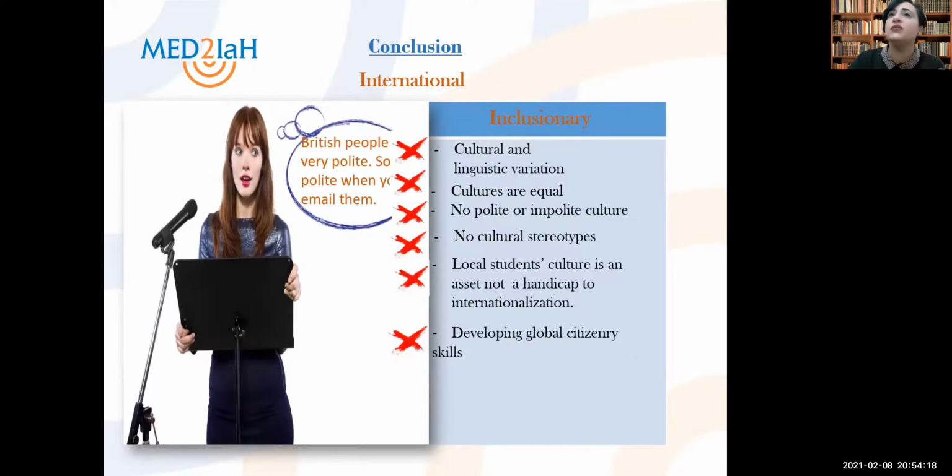She said that British people are polite, no cultural stereotypes. Here she adopts a big cultural stereotype, which is British culture is polite. And of course, here she did not use local students as an asset, but as a handicap to internationalization. And therefore, she did not develop her students' global citizenry skills.